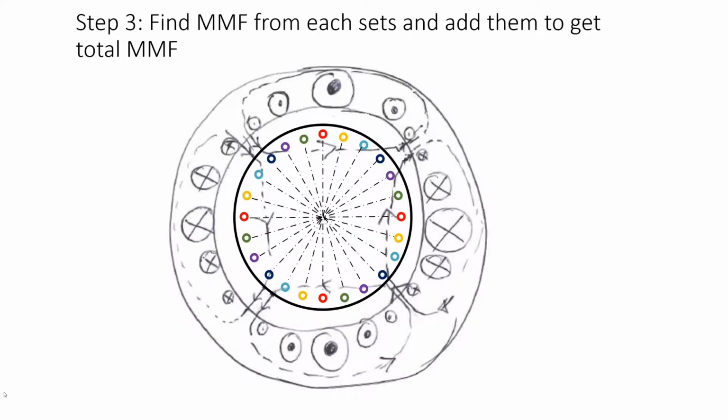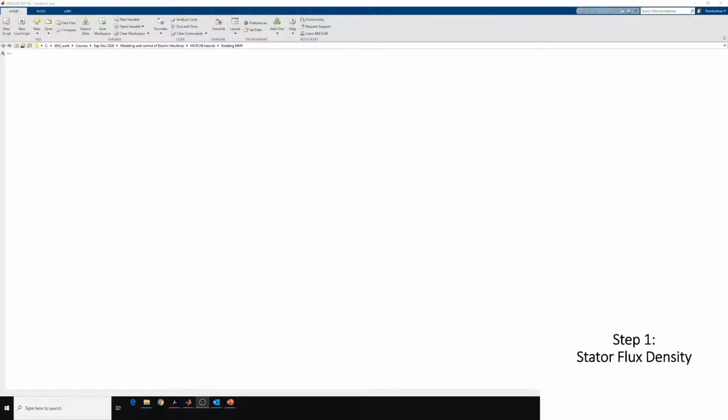After creating the sets, we will find the MMF from each set of the conductors and add them to get total MMF in the air gap. So let us start our MATLAB simulation. For that, we will open the MATLAB first.